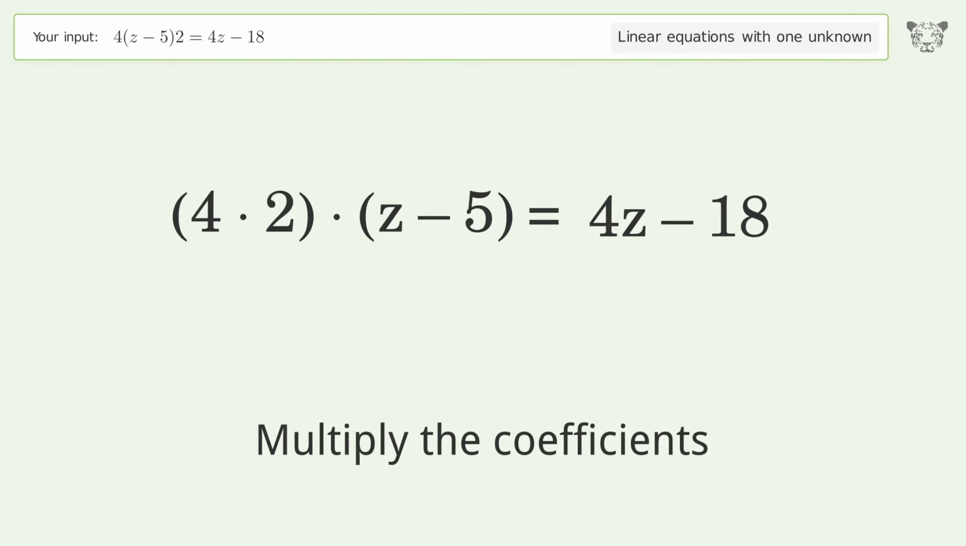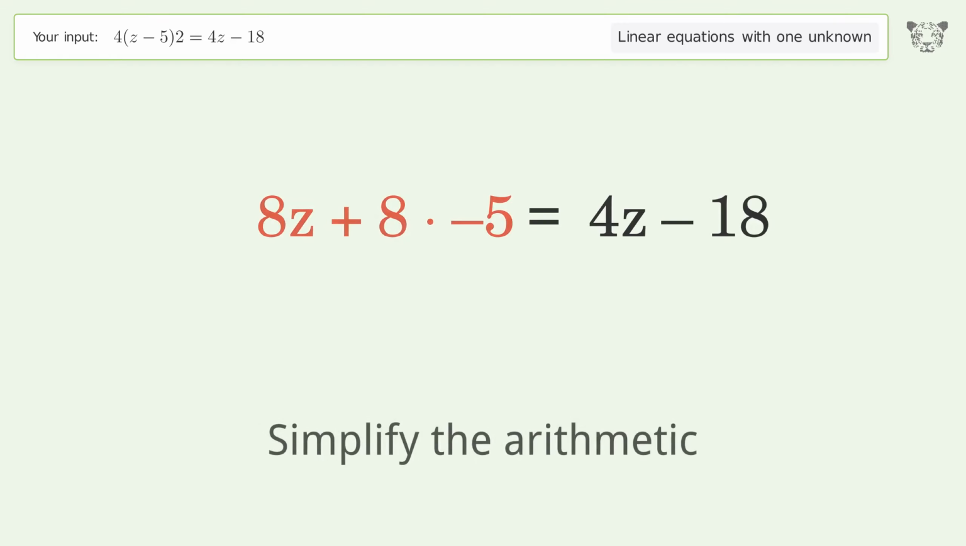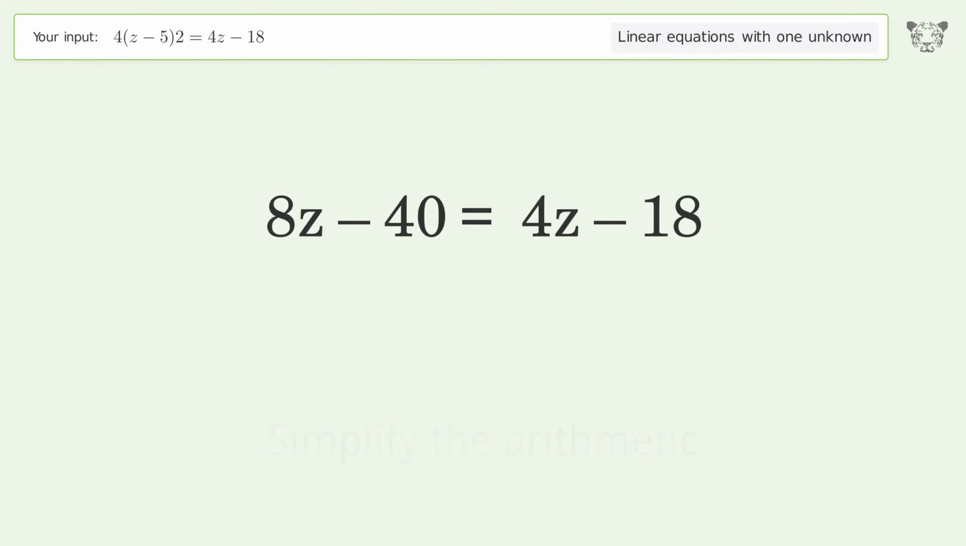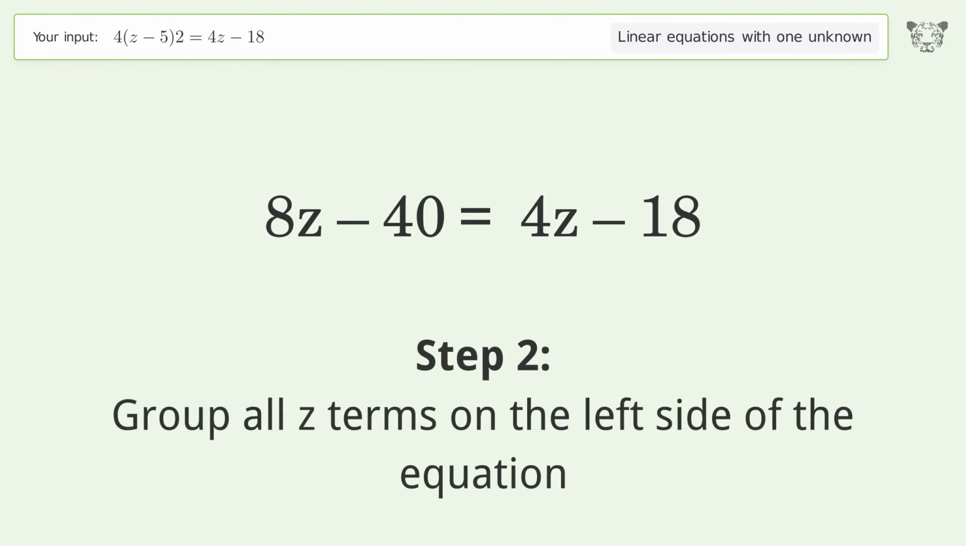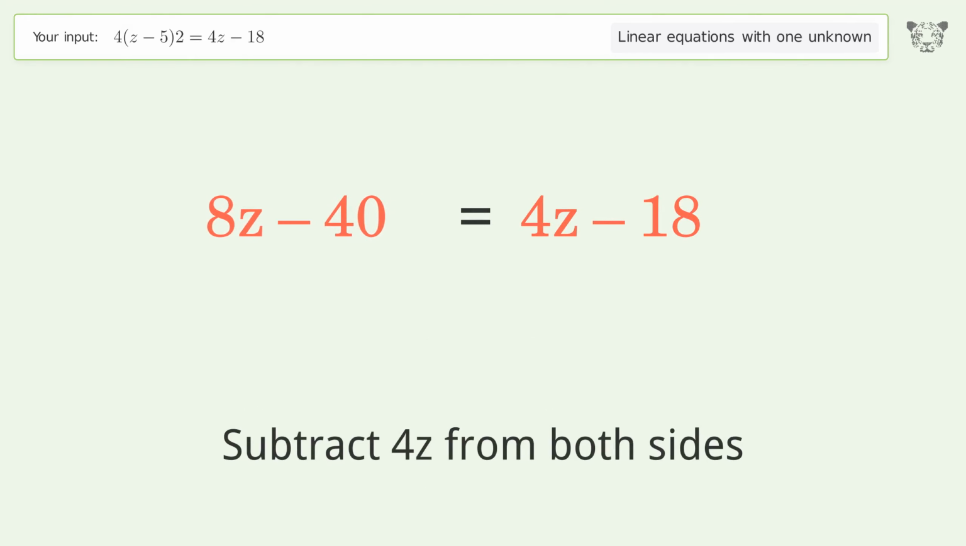Multiply the coefficients. Expand the parentheses. Simplify the arithmetic. Group all z terms on the left side of the equation. Subtract 4z from both sides.